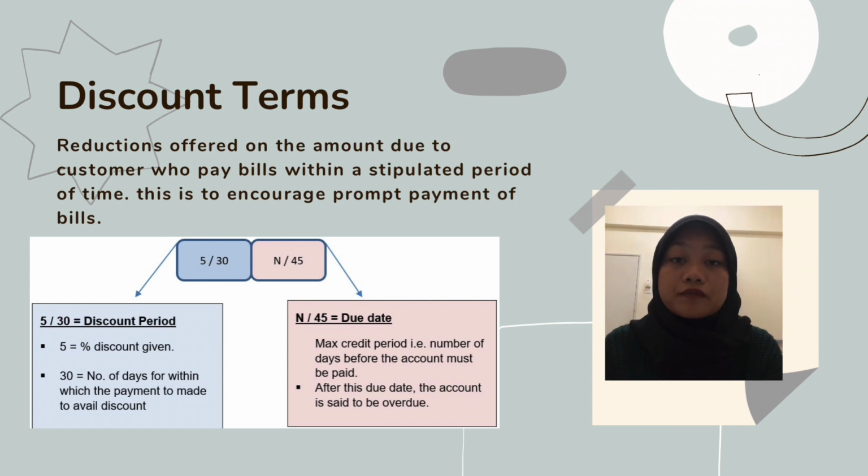For example, 5 per 30, n per 45. The 5 per 30 is the discount period, in which the number 5 is the discount given, while the number 30 is the number of days within which the payment must be made to avail the discount. And n per 45 is the due date, which is the maximum credit period before the account must be paid. After this due date, the account is said to be overdue.